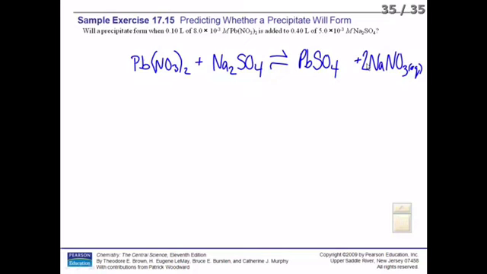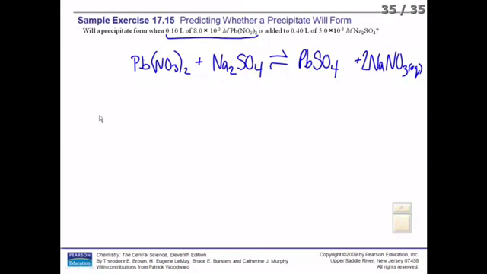Okay? And if Q is larger than Ksp, what does that mean? And then if Q is less than Ksp, what does that mean? We'll talk about that when we get there, okay? So that is the very first thing that I'm going to do, is I'm going to go ahead and solve for the concentration of the ions that are in the solution. So let's start here. And let's go ahead and solve for these guys.